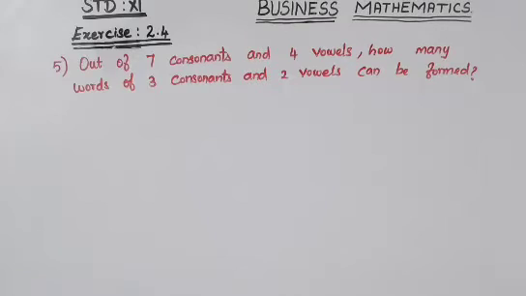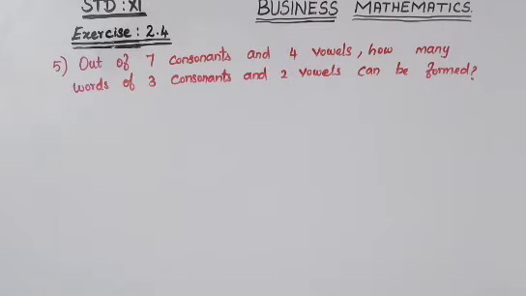Standard 11th Business Mathematics, Exercise 2.4, 5th question. Out of 7 consonants and 4 vowels, how many words of 3 consonants and 2 vowels can be formed? So here both permutation and combination are there in this sum.